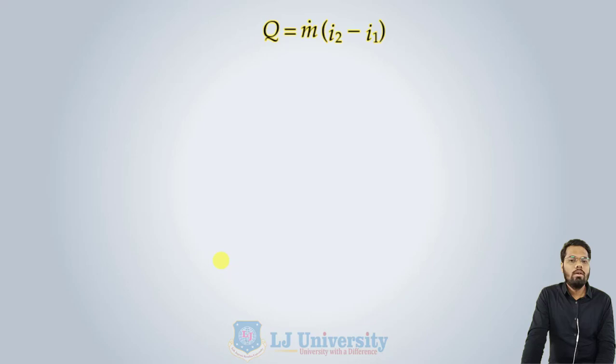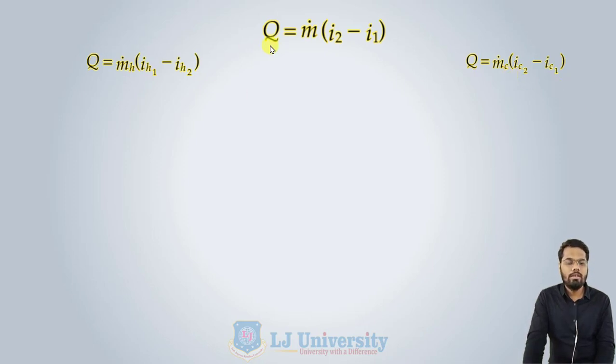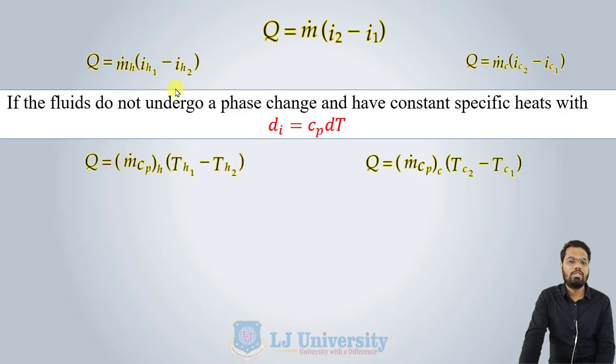Now for the hot fluid we denote the suffix by H, and for the cold fluid we denote it by C. So this equation for the hot fluid can be written as Q is equal to mH times IH1 minus IH2, the enthalpy of the hot fluid at the entry point minus the enthalpy of the hot fluid at the exit point. Similarly, for the cold fluid, IC2 minus IC1, the specific enthalpy of the cold fluid at the exit point and the specific enthalpy of the cold fluid at the entry point. We know the value of IH1 is going to be higher than IH2, and the value of IC2 is going to be higher than IC1. So we write IC2 minus IC1, and here IH1 minus IH2.